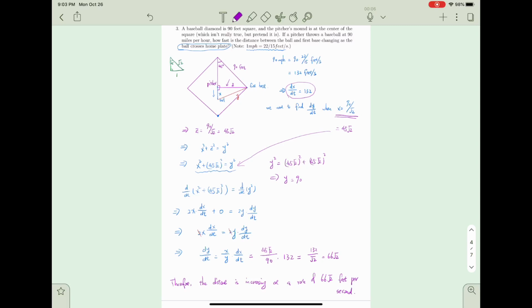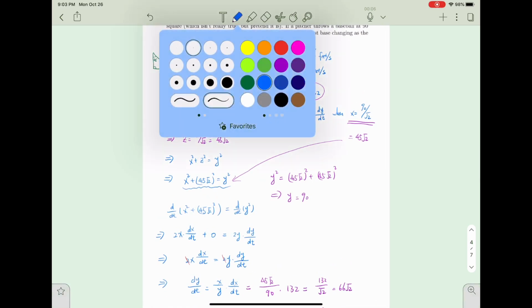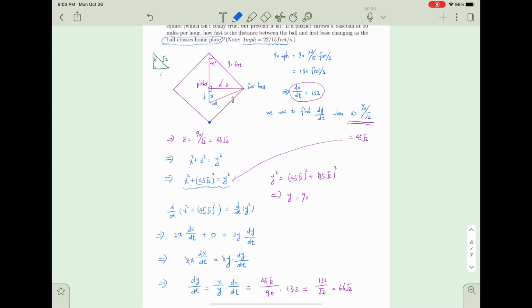That needs to be found out by yourself, because the question just said that when the ball crosses the home plate. What does that mean? That means x is here. The ball is here. So x will extend all the way to the bottom like this, right? So x will be equal to 90 over square root of 2. So we need to find all these detailed information and put them back into the equation.